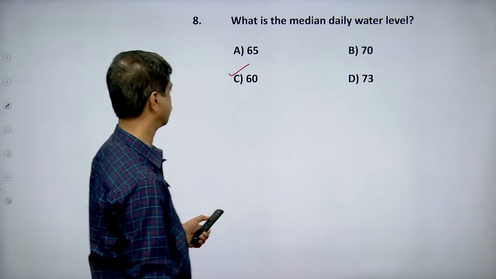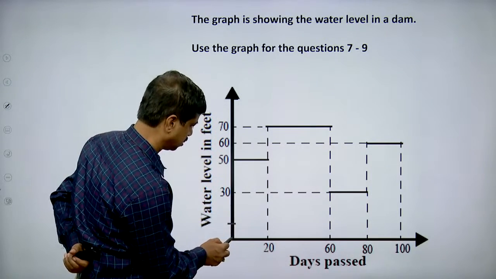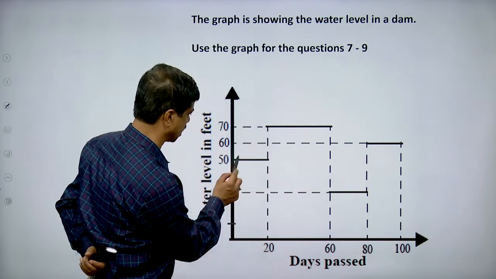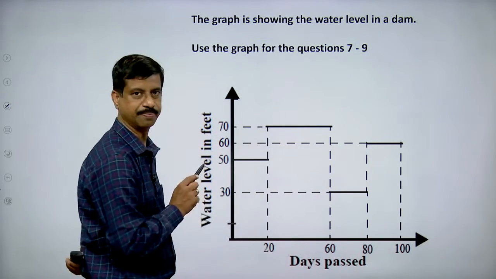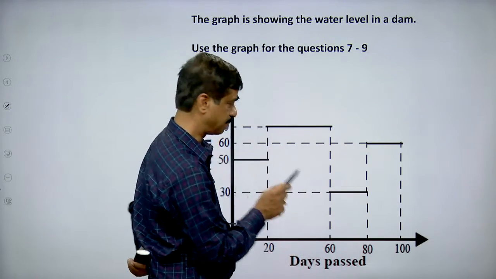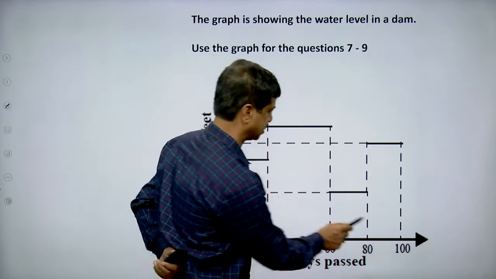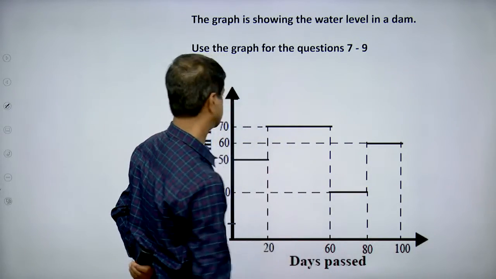What is this we got? Look at this graph. See. 0 to 20 means 20 days. Water level is 50. So 20 into 50 plus 40 days, 40 to 70 plus 20 days, 20 into 30 plus 20 days into 6.